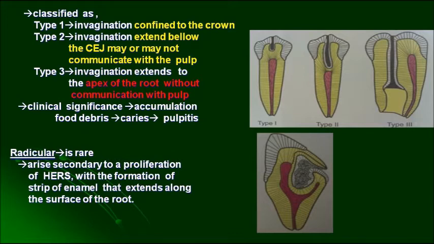So that is also an important MCQ. Does the type 3 coronal invagination communicate with the pulp or not? It is not communicating with the pulp. Invagination extends to the apex of the root without communication with the pulp. And the second picture is showing radicular invagination, but it is very rare. Mostly coronal invagination is commonly seen.